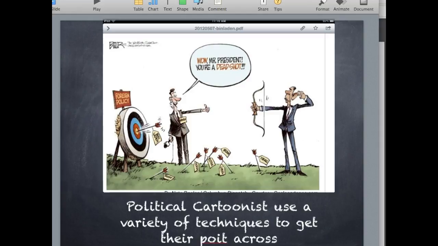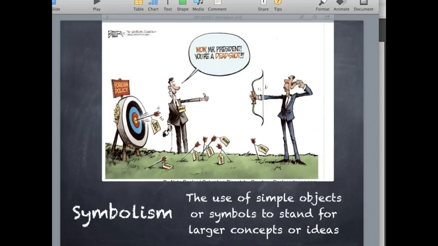So if we look at different strategies cartoonists might use, they use a variety of techniques. Some involve words, some involve no words, but generally they are poking fun at some sort of topical thing of the day. That's why it's important that we are informed. Probably one of the biggest strategies cartoonists use is the use of symbolism, the use of simple objects to stand for larger concepts or ideas.